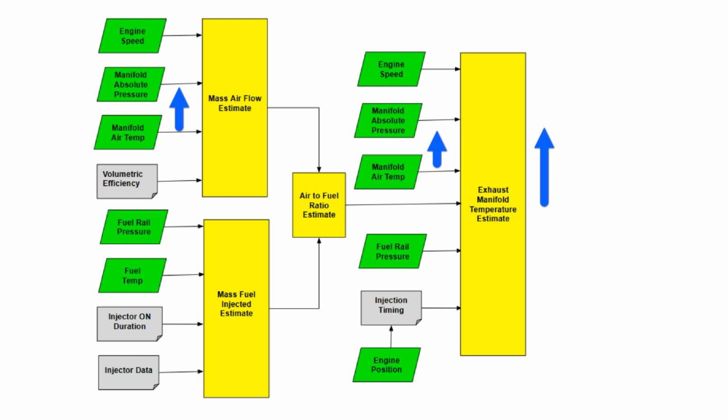Since manifold air temperature is being used in two places in the math model, there's a doubling effect. A small change in manifold air temperature can have a much larger impact on the calculated exhaust temperature.